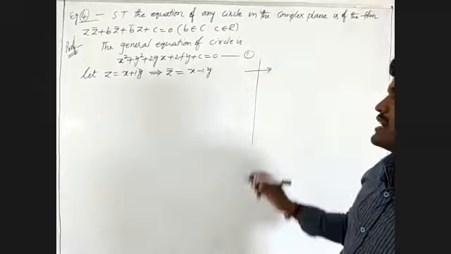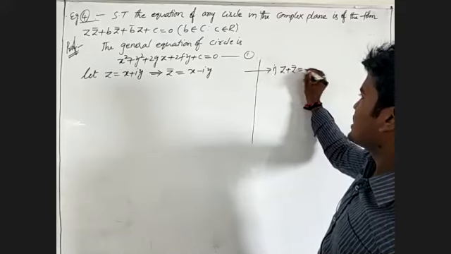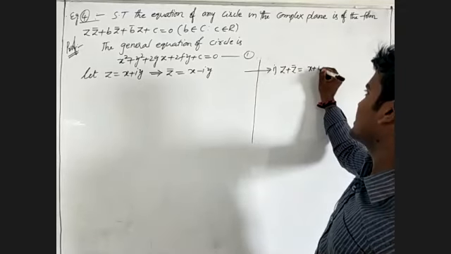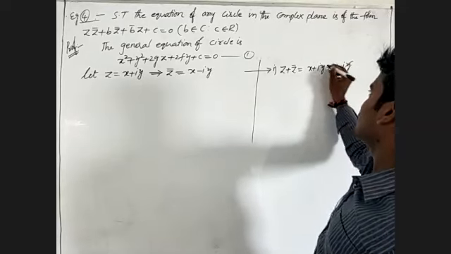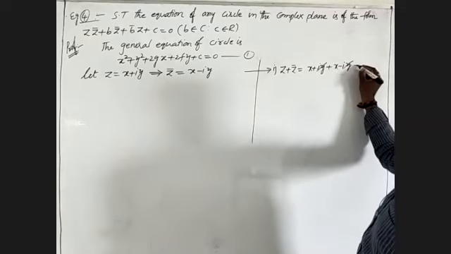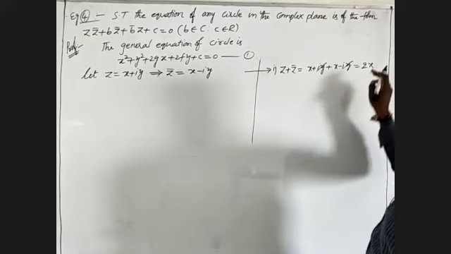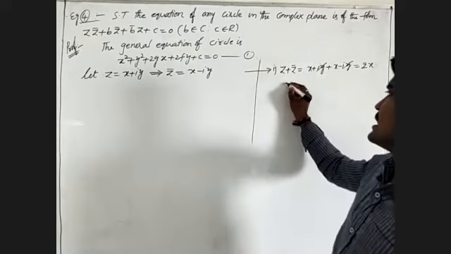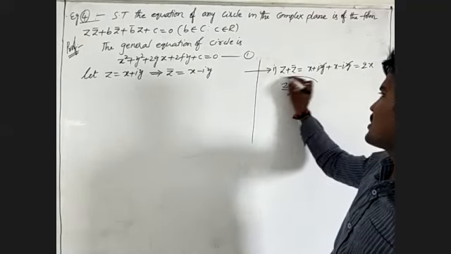First, we take z plus z bar, where z is x plus iy and z bar is x minus iy. The imaginary parts cancel, and x plus x becomes 2x. So z plus z bar is 2x. Then z plus z bar by 2 is equal to x.